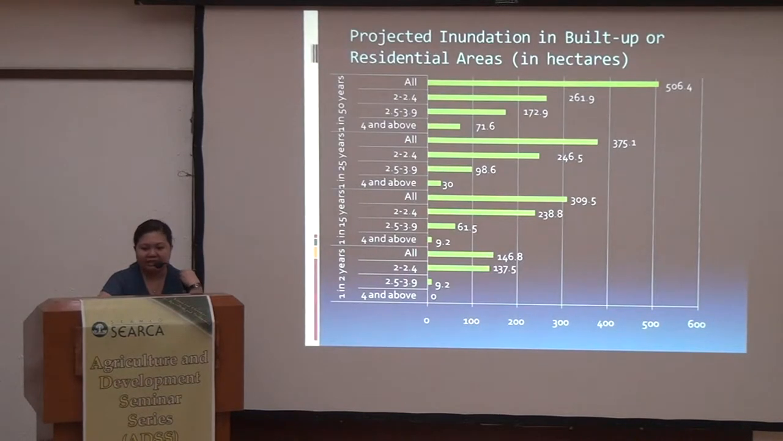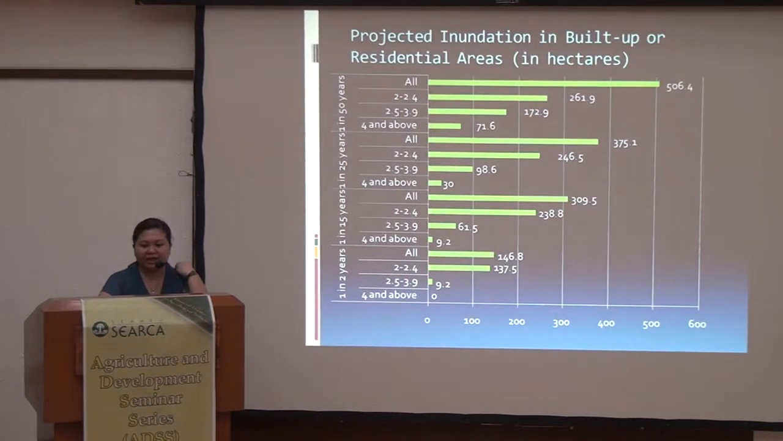So in numbers, what we can see here is that a 1 in 2 year flood can actually inundate 146.8 hectares. A 1 in 15 year flood can inundate 309.5 hectares. A 1 in 25 year flood can inundate 375.1 hectares. And 1 in 50 years, 506.4 hectares of built-up or residential lands.